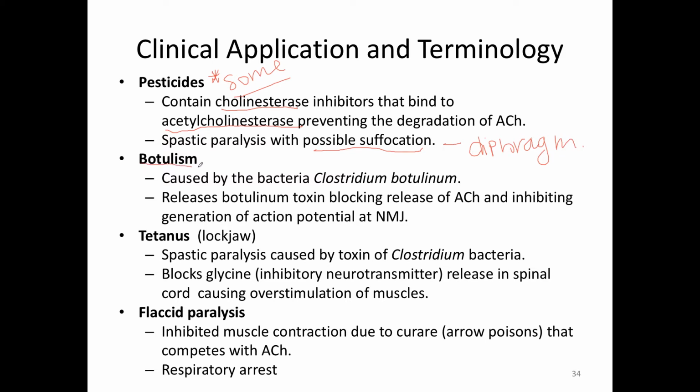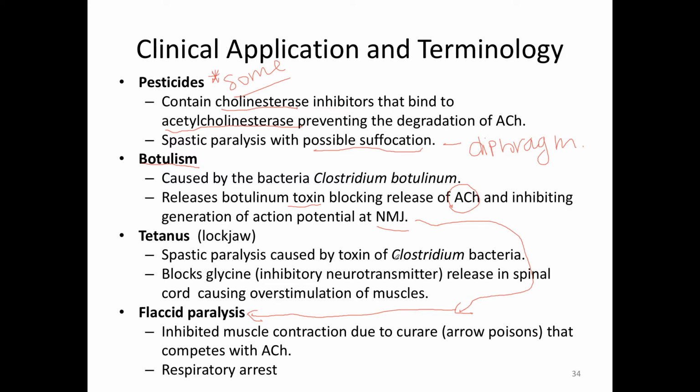Botulism is a disease caused by the bacterium Clostridium botulinum. The Clostridium genus of bacteria is particularly nasty. They like to form spores and hide in places you wouldn't expect. This releases botulinum toxin, which blocks acetylcholine release, so you don't get exocytosis of vesicles in the first place. And that inhibits the generation of an action potential at the neuromuscular junction. So this results in flaccid paralysis, which is just a type of paralysis that's different from spastic.